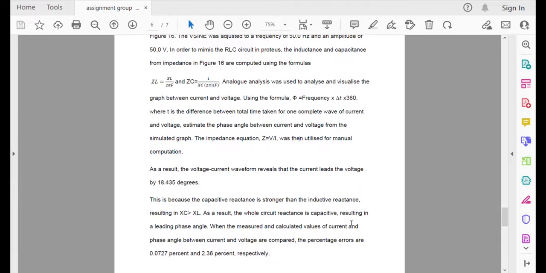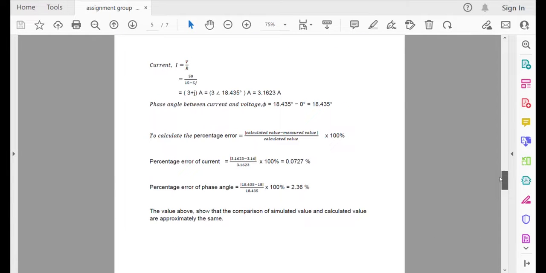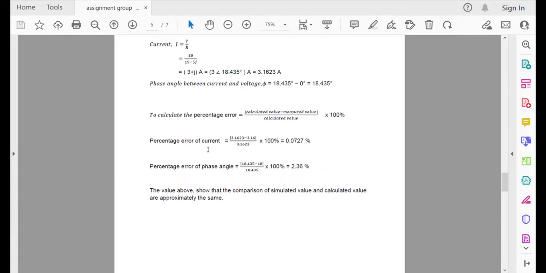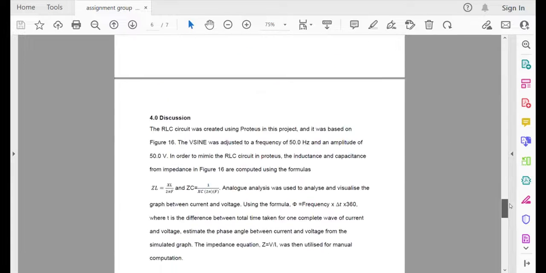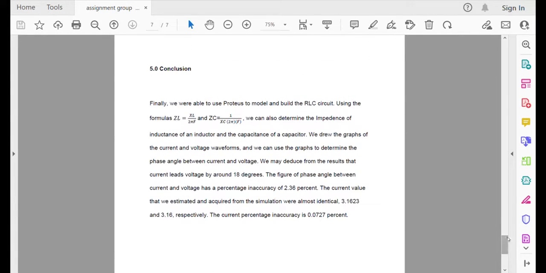When the measured and calculated values of current and phase angle between current and voltage are compared, the percentage errors are 0.0727% and 2.36% respectively. So as I mentioned, the percentage error of the current that we got is 0.0727, and the percentage error of phase angle we got is about 2.36%. So after that, we move to the conclusion.